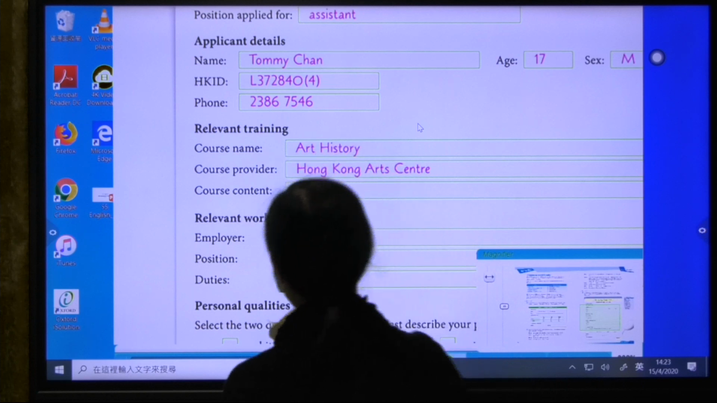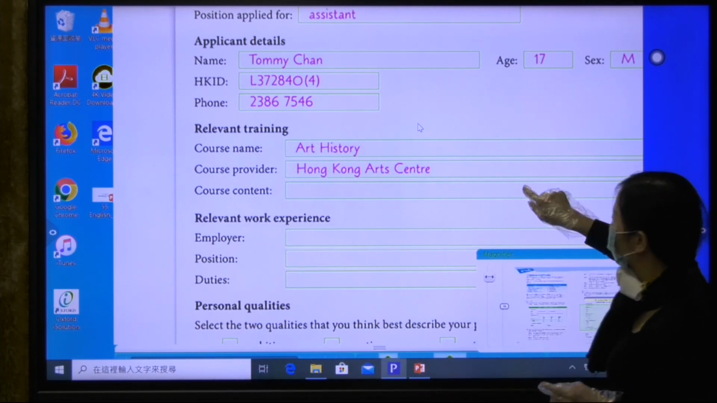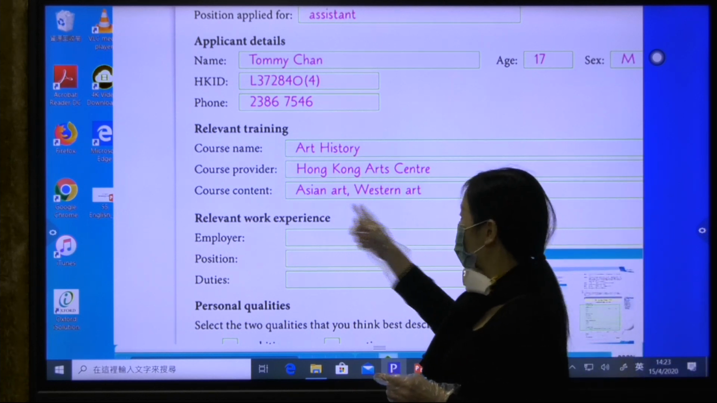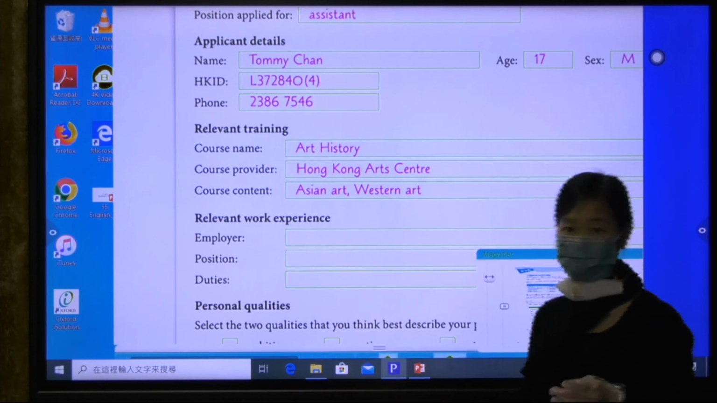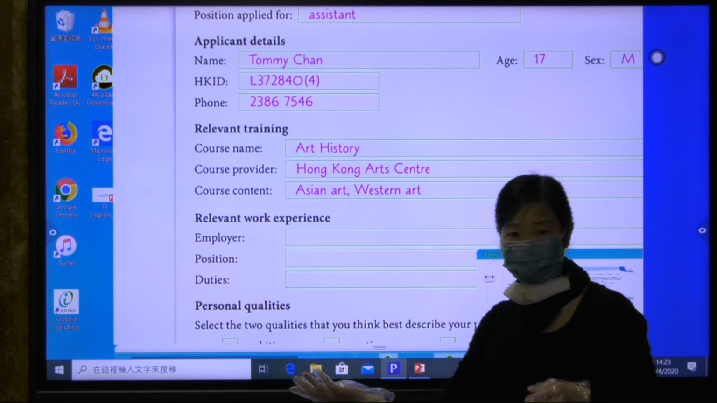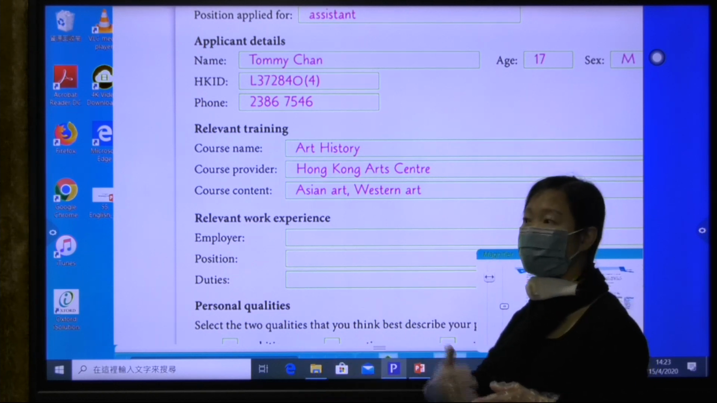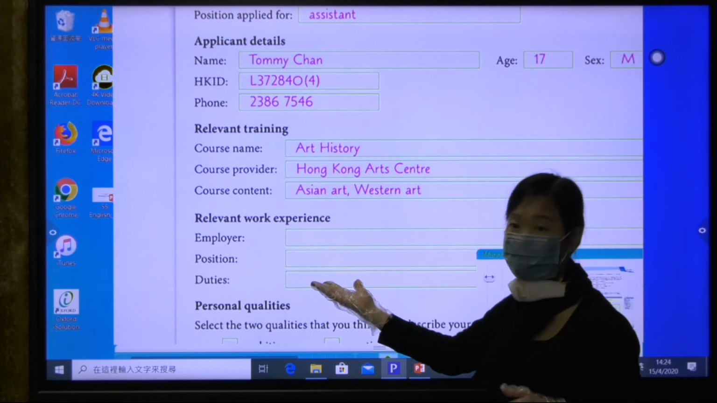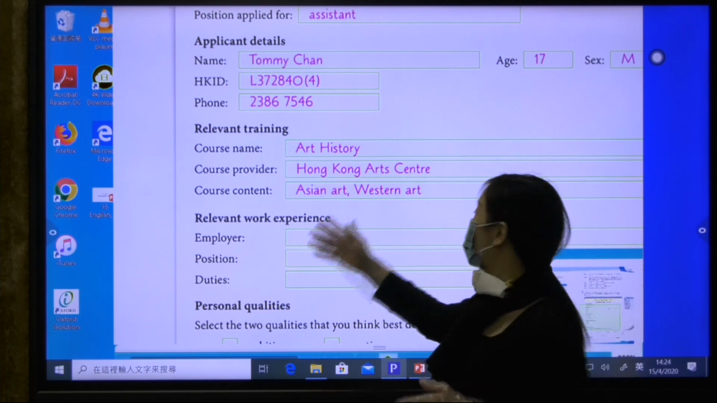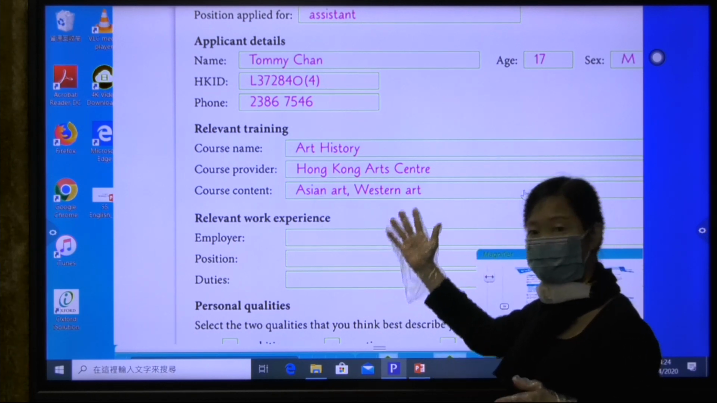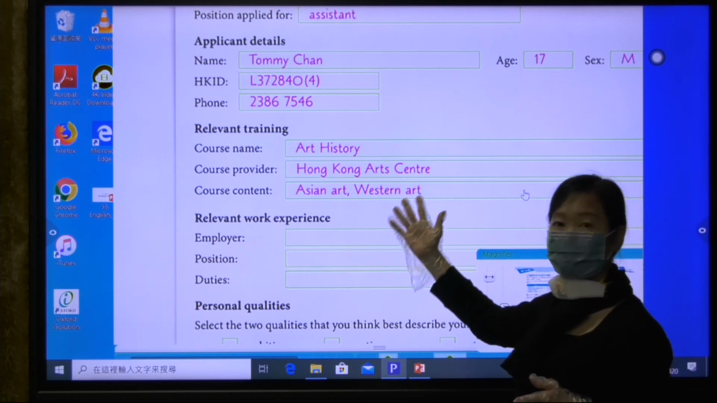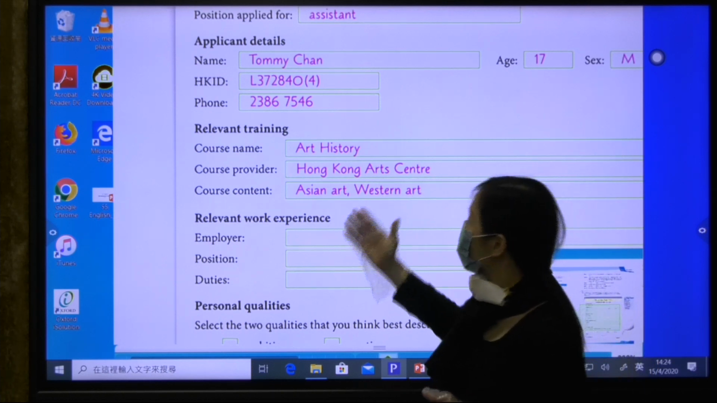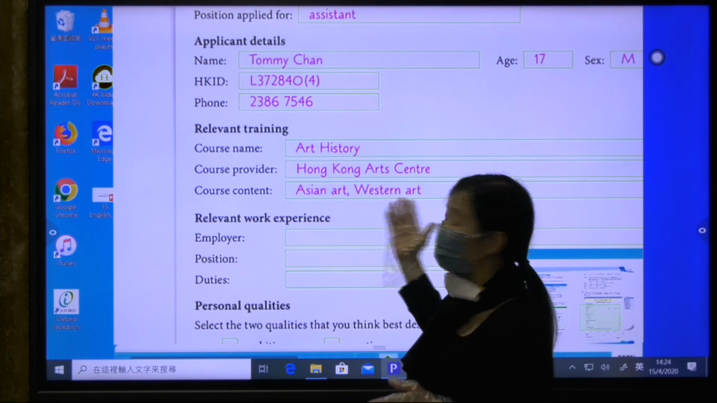So, Hong Kong Arts Center. And the course content, did you get something like this? Asian art and Western art. Asian means the Asian countries. What are Asian countries? Japan is an Asian country, Korea is an Asian country, and also Singapore, right? So Asian art. And also Western art. Examples of Western countries are the USA, England, France, Italy. So Tommy studies Asian art and Western art.